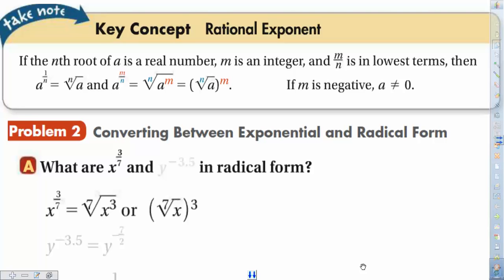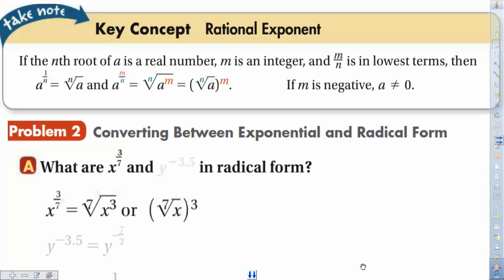Now, when we look at problem number two, it ups the combo here of not only doing radicals but also exponents at the same time. And so you see this key take-note concept here of a rational exponent.